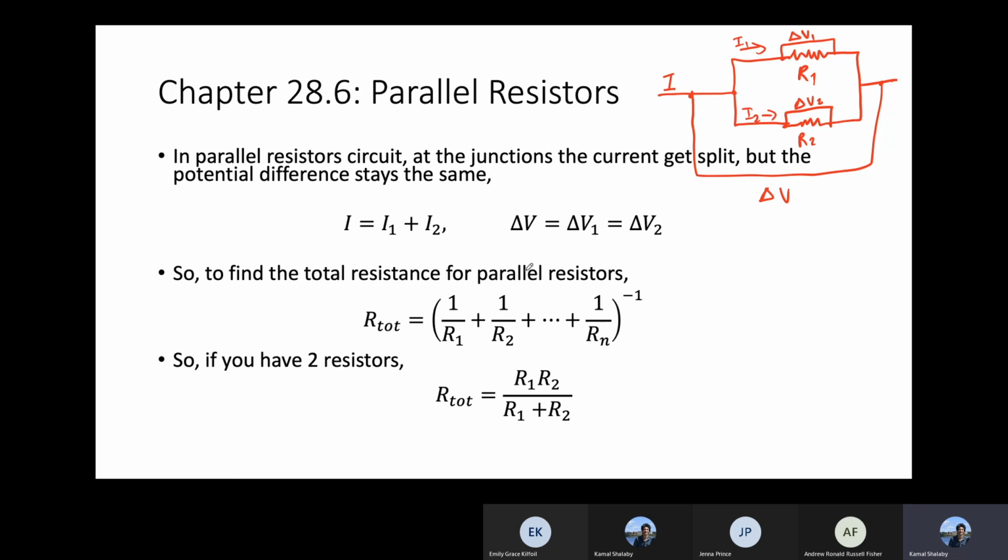If you want to find the total resistance, as I said, you take the inverse of each resistor and add them all up, then take the inverse of that sum. So if you only have two resistors, then R total is equal to 1 over R1 plus 1 over R2.